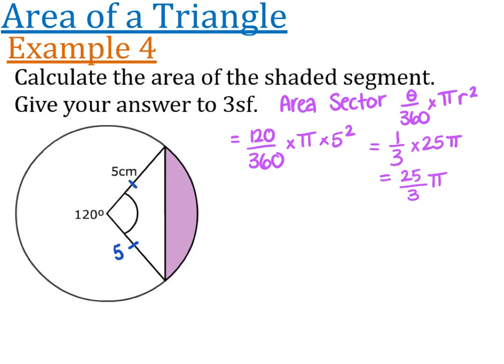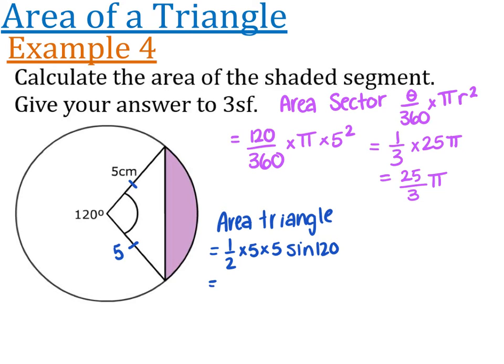Then we're looking to find the area of the triangle. So area of the triangle is going to be 1/2 times 5 times 5 times the sine of 120. So I'm going to grab my calculator, 25 times 1/2 times the sine of 120. And, see, it doesn't look very nice either. We're just going to go with 10.8. We'll go with a few more decimal places, 10.825. So there's the area of the triangle, and we have the area of the sector.